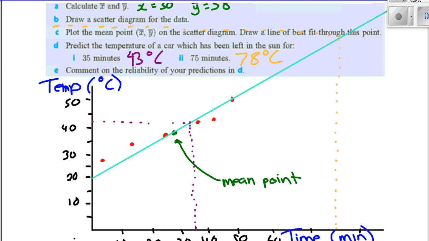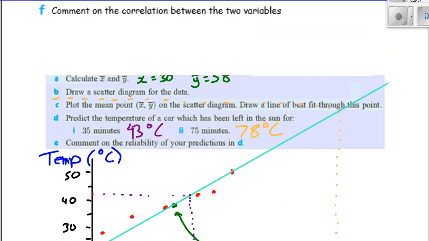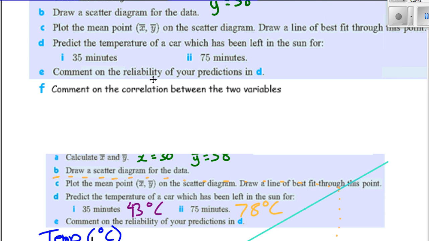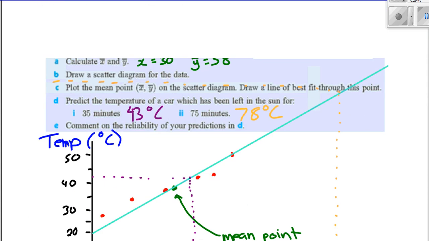Then the next thing, so draw a scattergram diagram. Then you're asked to predict the temperature of a car, which has been left, plot the mean point and then draw a line of best fit, so through your mean point, sorry. So that's also what I did in blue. So here's my line of best fit. And notice it had to go through the mean point, that's really important.